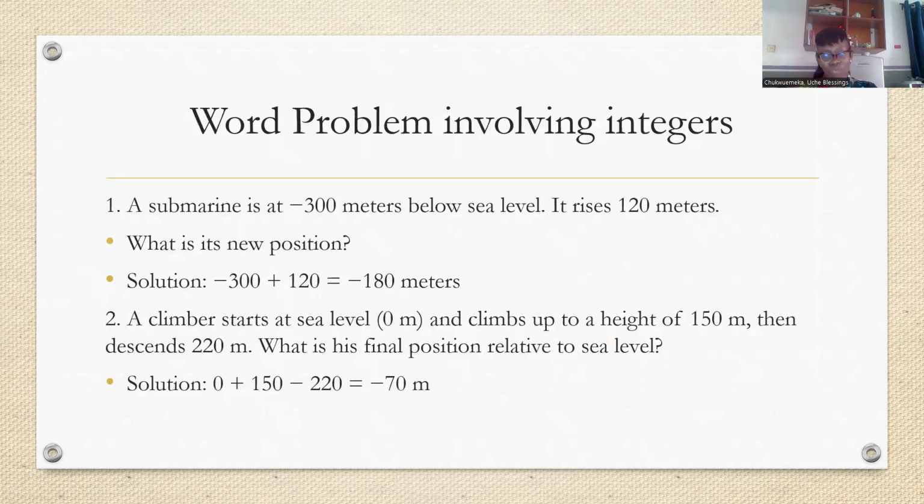Word problems involving integers. How do we solve word problems that involve integers? Number one, I want you to look at this very well. A submarine is at minus 300 meters below sea level. It rises 120 meters. What is its new position? You can see minus 300 meters plus the new level. It rises. That's addition. You can see plus 120, we get minus 180 meters. Have you seen that rule being applied? Who can tell me what rule is being applied here?